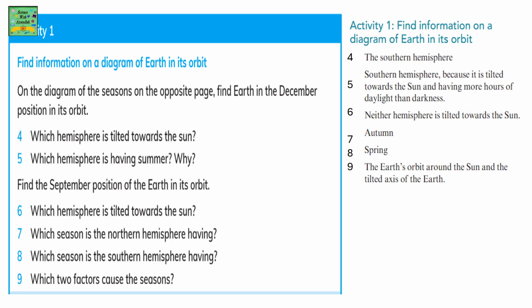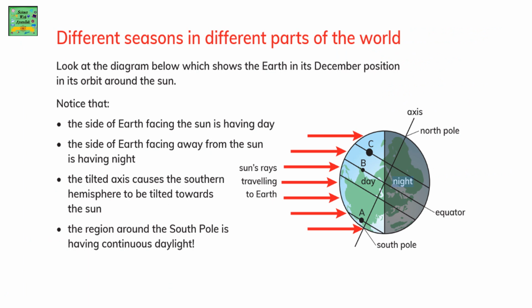Here's another activity with the questions given below, and the answers have already been written on the right side. Different seasons in different parts of the world. Look at the diagram below, which shows the Earth in its December position in its orbit around the Sun. You can notice that the side of the Earth facing the Sun is having day, and the side of the Earth facing away from the Sun is having night.